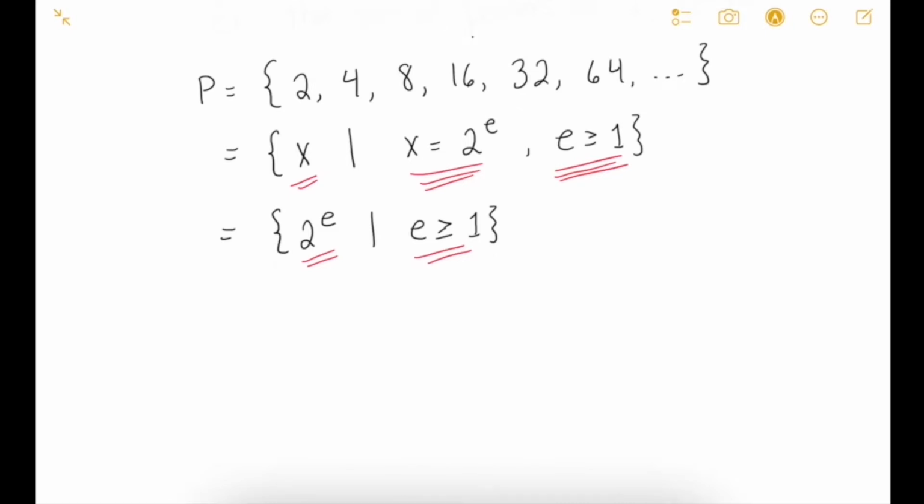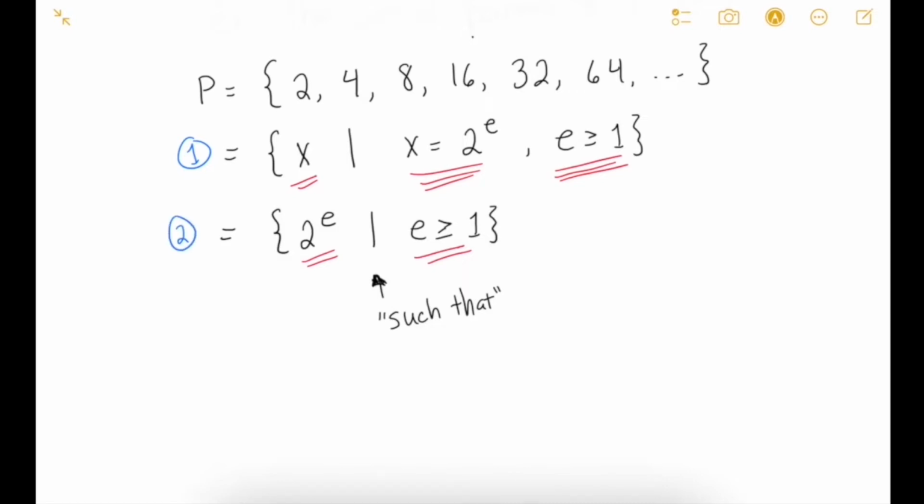I do keep putting this weird vertical bar in here. When you see this vertical bar, you want to read it as "such that." I'm going to restate what these sets are, reading it using the term such that, so you are clear on how these are read and what they mean. This set right here is the set of all x such that x equals 2 to the e, and e is bigger than or equal to 1.